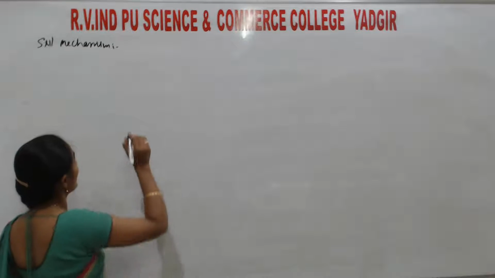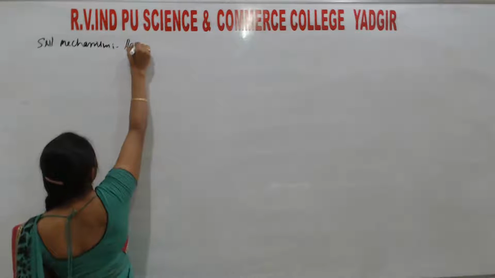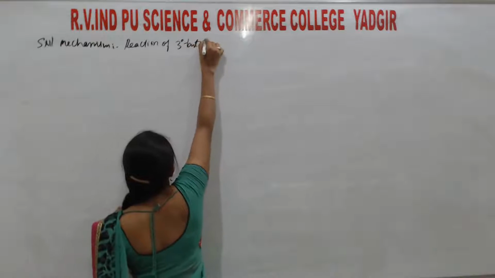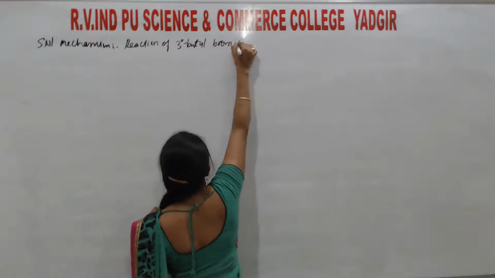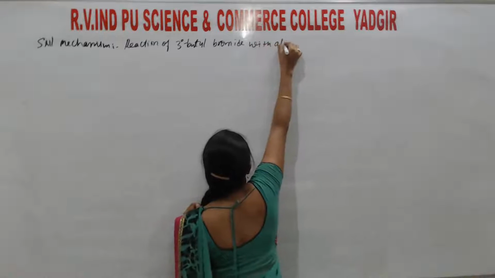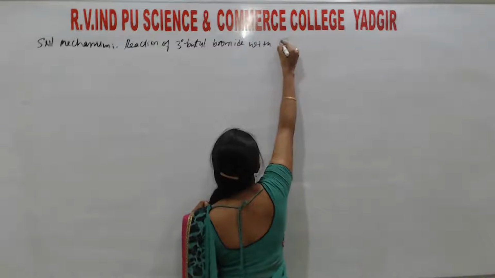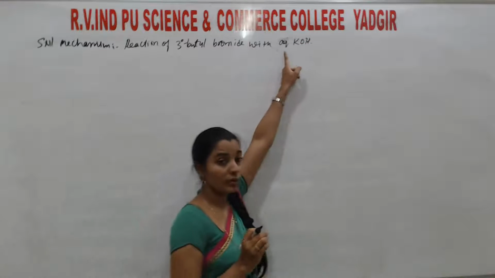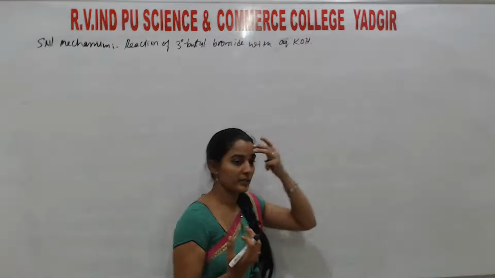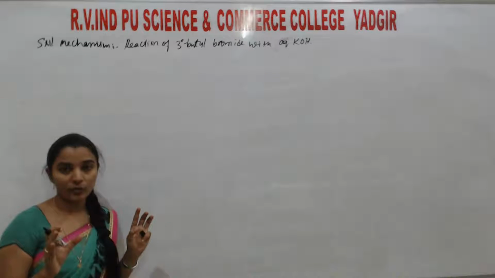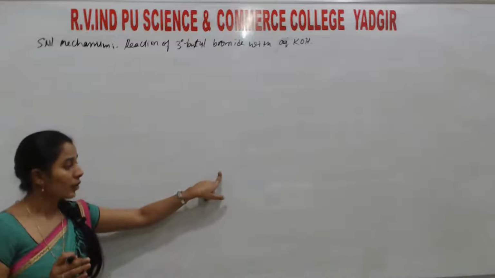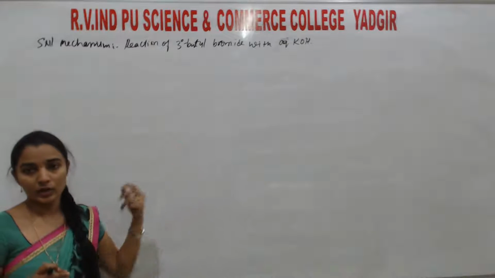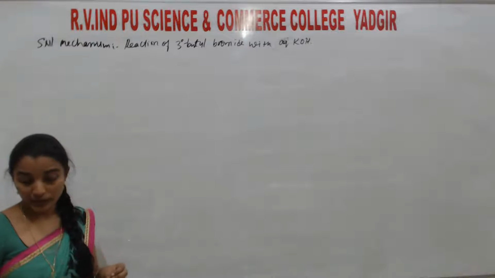Understood? Then the reaction of tertiary butyl bromide with aqueous KOH. So listen students, why we are using aqueous KOH here, why not alcoholic, I will explain later. So that is also important for 1 mark. What is the product formed when we use aqueous KOH, and when we use alcoholic KOH? Understood? Later I will say.